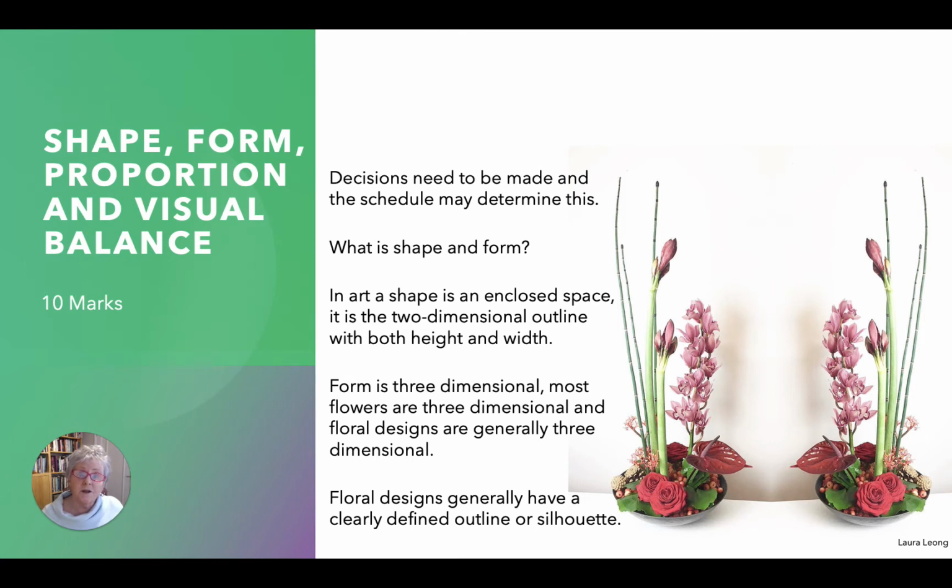Geometric shapes are the most often used. Organic shapes associated with nature are more irregular and flowing, really interesting, but much more difficult to achieve when you're starting out. So in art, a shape is an enclosed space. It is the 2-dimensional outline with both height and width, and form is 3-dimensional. Most flowers are 3-dimensional and floral arrangements are generally 3-dimensional. Floral designs generally have a clearly defined outline.